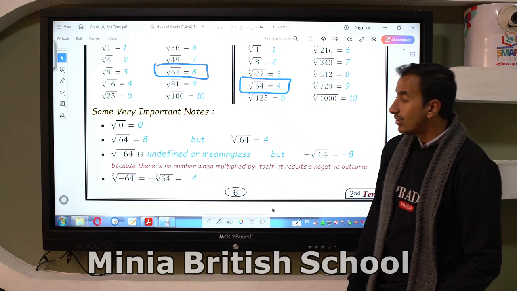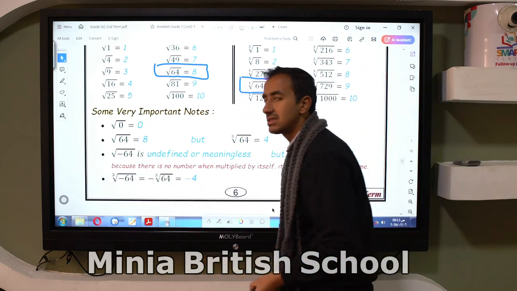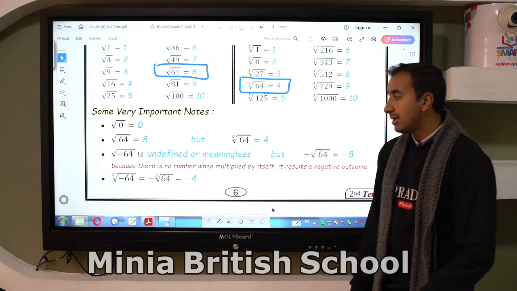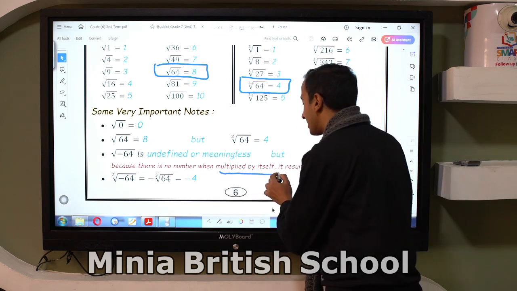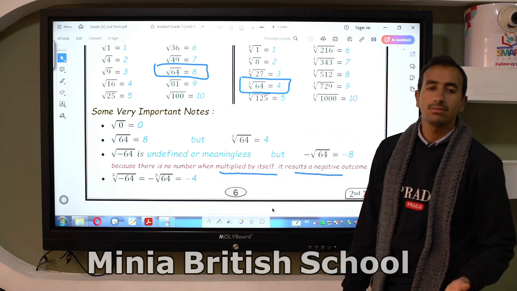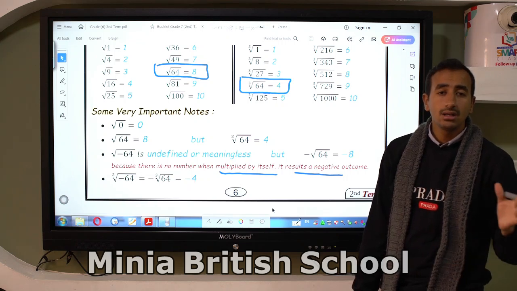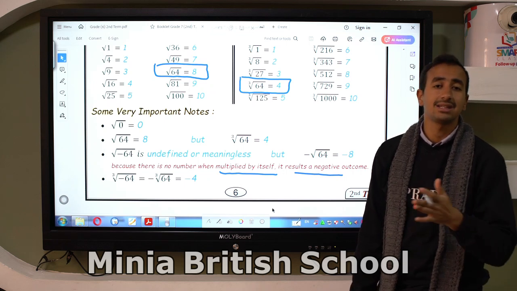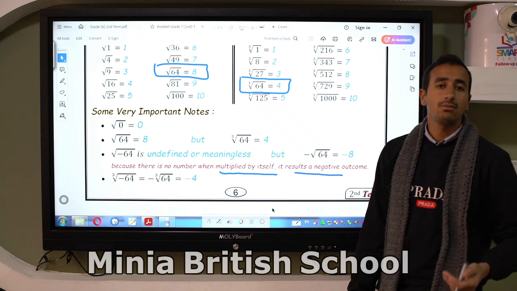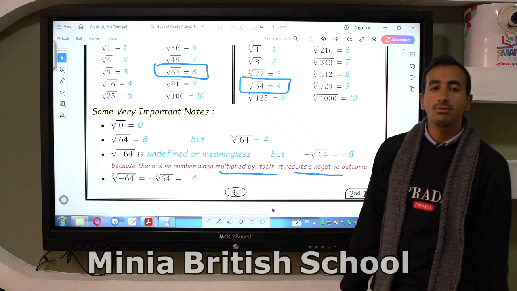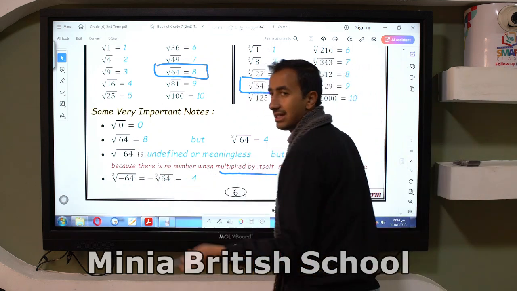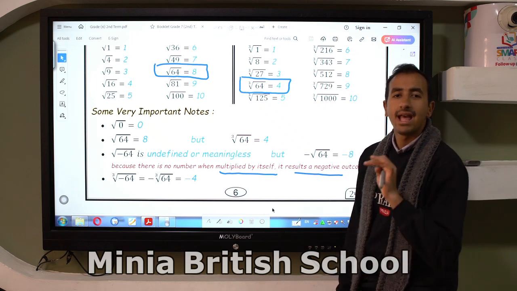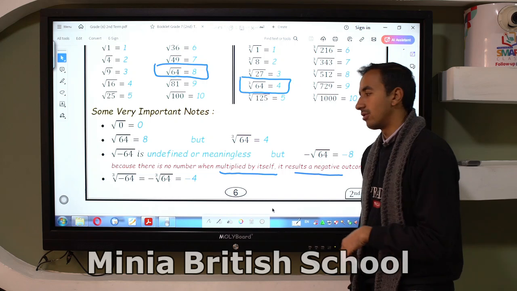But what about the square root of negative 64? It's undefined, it's meaningless. Why? Because there is no number that, when multiplied by itself, gives a negative result. We know that any number, positive or negative, times itself gives a positive answer. Positive times positive equals positive, and negative times negative also equals positive. If you write the square root of negative 64 on the calculator, it gives a math error. Math error means undefined or meaningless.